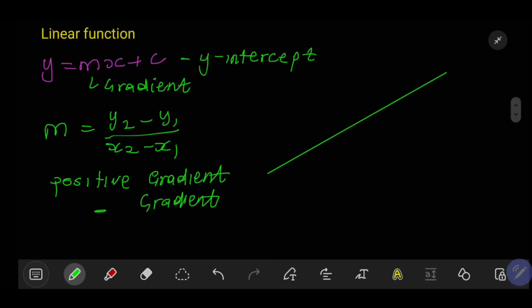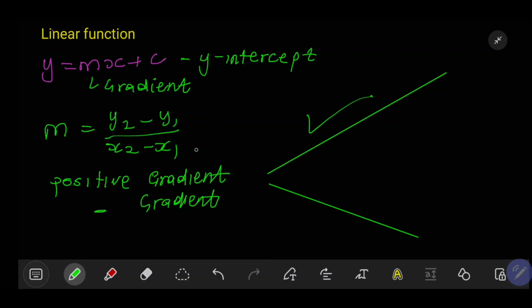Also, when you want to see a negative gradient, you observe from the left towards the right, and when you see this kind of motion of the graph, you know this is a negative gradient. The positive gradient is more like a tick, and the negative gradient is descending.